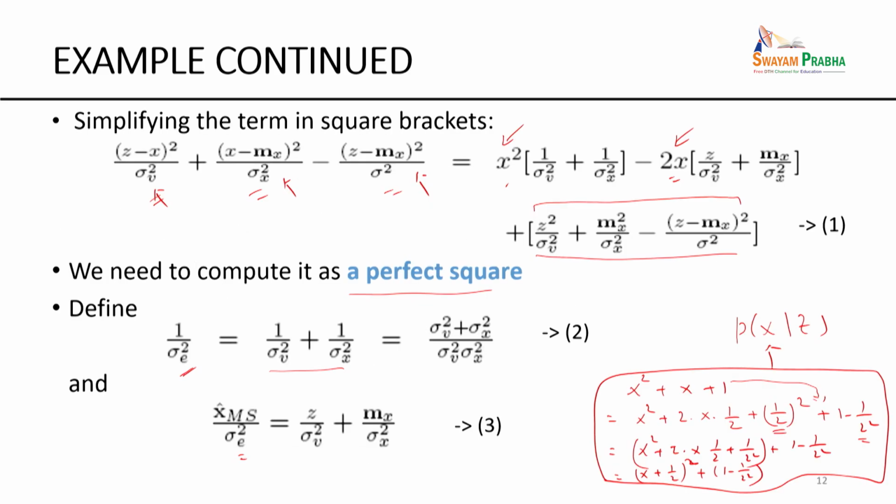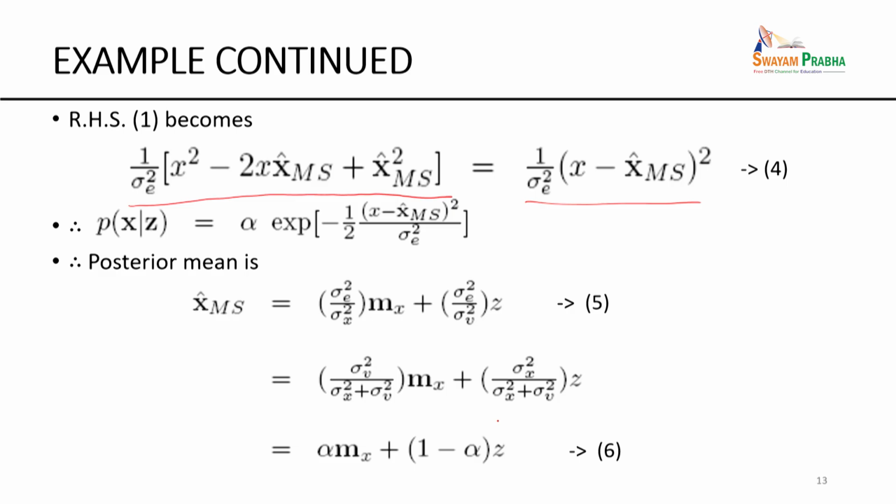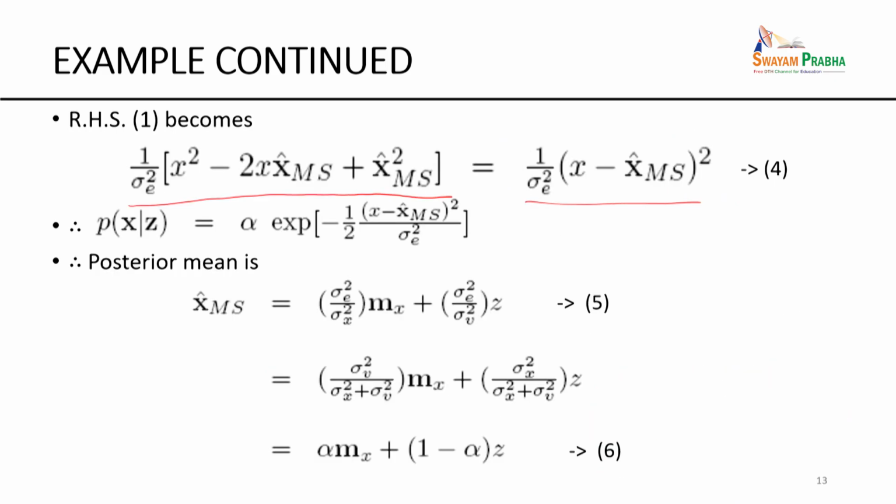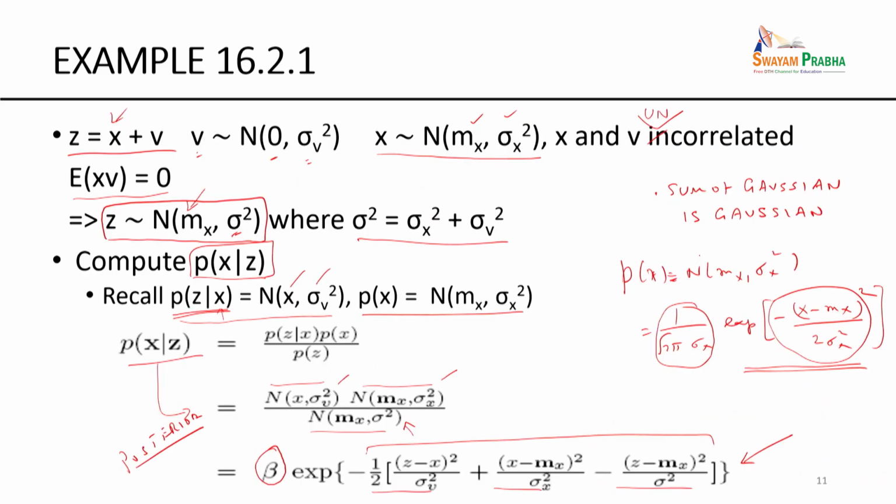That means I have expressed the equation on the right hand side of 1, using the transformation in 2 and 3, as a perfect square, much like I did the perfect square at the bottom of slide 12. Now, please remember, there is a beta here. I am going to express this.